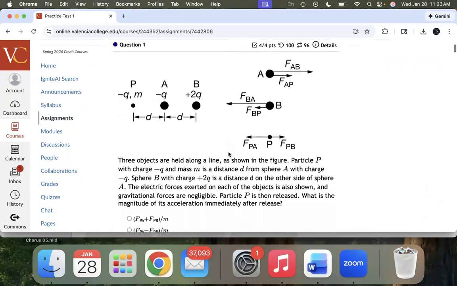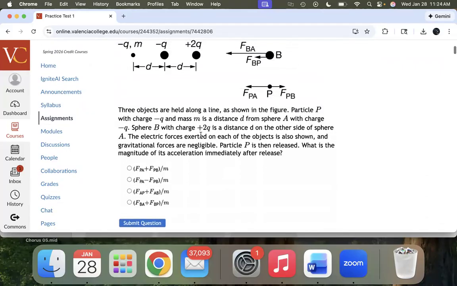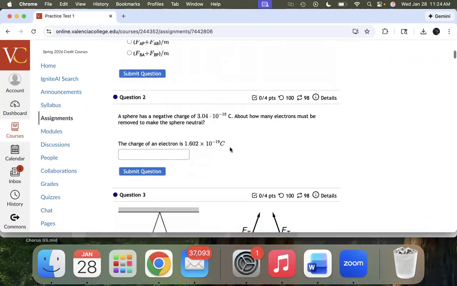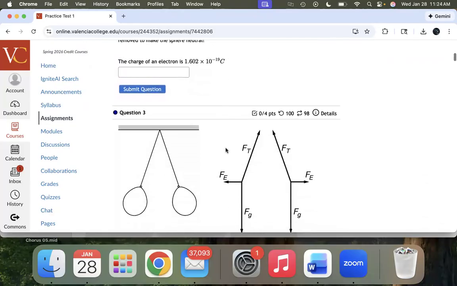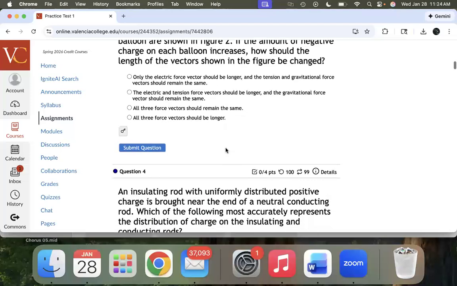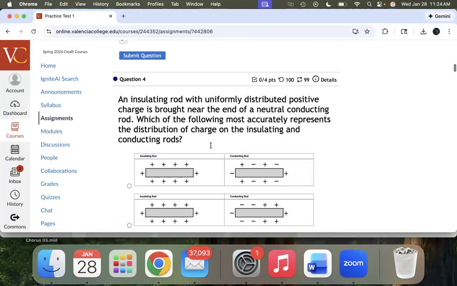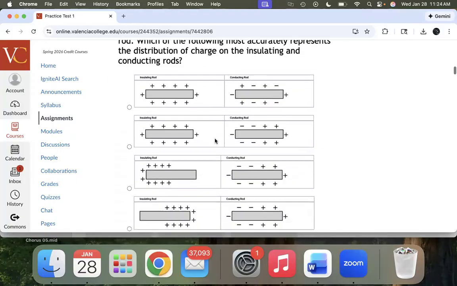Okay, so some questions that might be good. Yeah, like this is a good one. I would know how to do that. This is a good one. I would make sure I know how to do that. This was a homework question. That's just a conceptual question. It's not bad. I would definitely know how to do this.